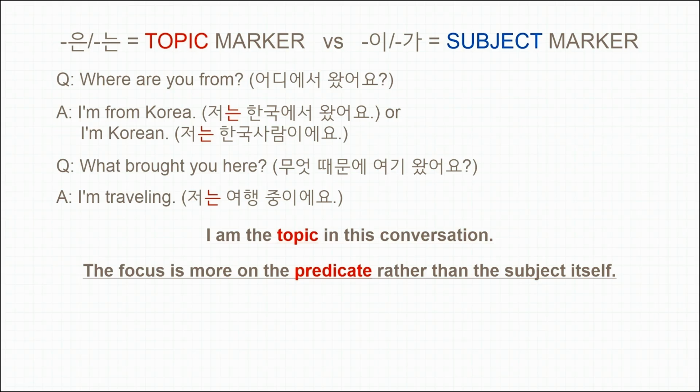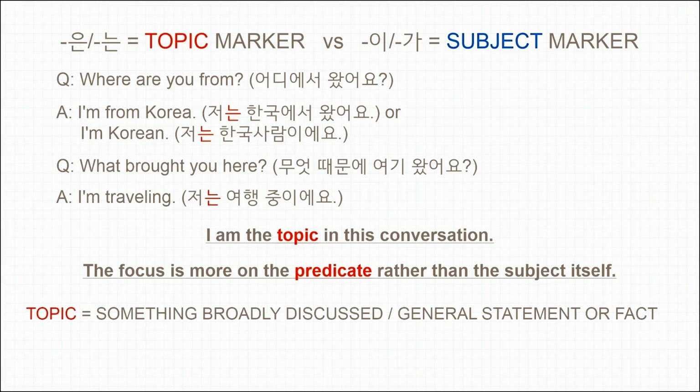What is a topic in a sentence? It's what we are generally talking about, so 은는 is used when we're discussing something broadly. For example, 한국은 아시아에 있어요. Korea is in Asia. This expresses a general statement or a fact that is always true. So in this case, 은는 is used.